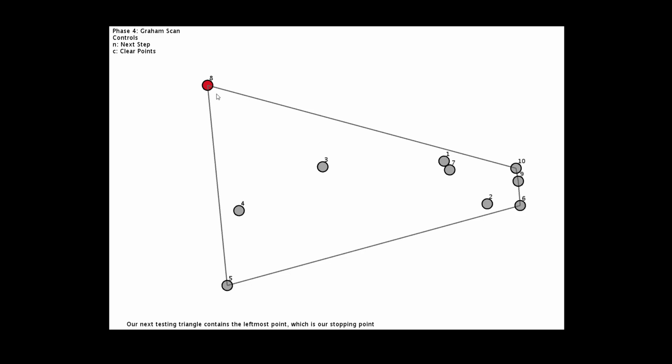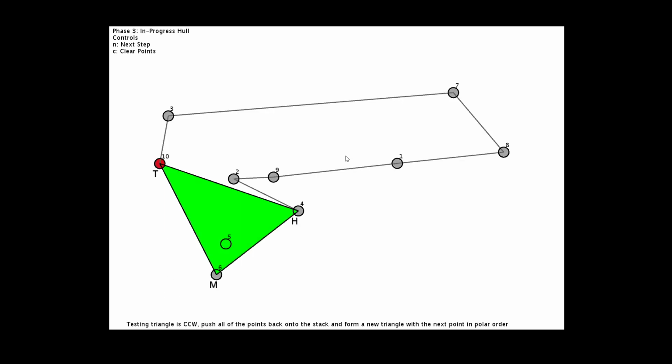And there we go. Since our next point, the next point that we were going to use to form a triangle, is our leftmost point, we know that we have seen every point, and therefore we have completely constructed our convex hull. If you would like to see this done again, you can simply press C to clear off all the points, G to generate some more, and then step through everything at your own leisure.